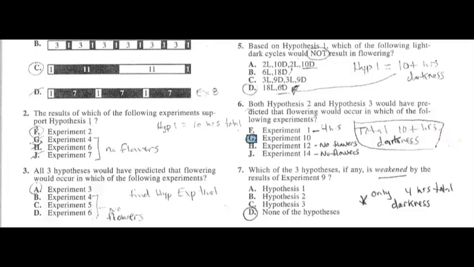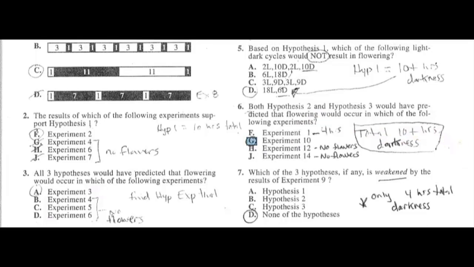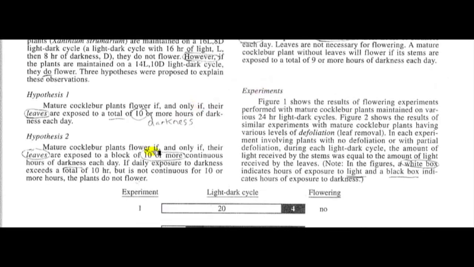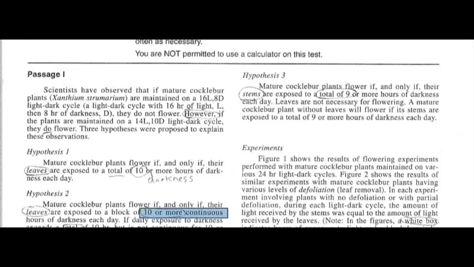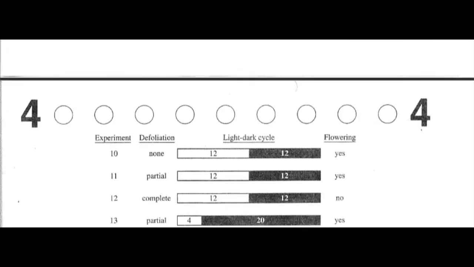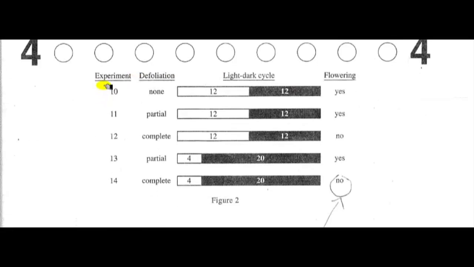The second thing we could do, if that doesn't satisfy your interest, is go back up to hypothesis 2 and 3. Hypothesis 2 says we need 10 or more continuous hours of darkness. And here it says we need 9 hours of darkness. So we need at least 9 hours of darkness to have both of those work. If you look over here, the first answer choice says experiment 1. Well, you see that there's only a total of 4 hours, so you know that that is going to be wrong.